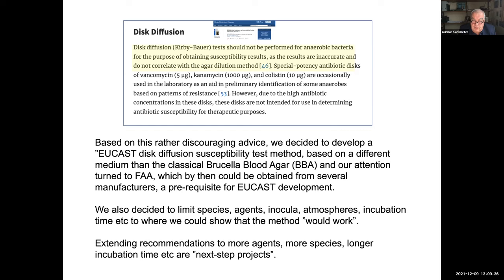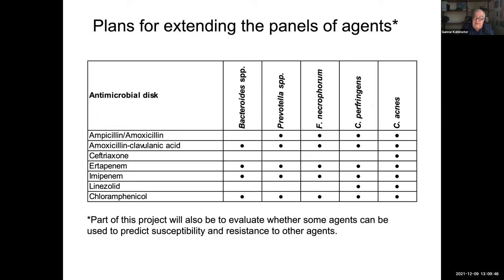And we are confident that we are now standing on a reliable, robust method for the five species: Bacteroides species, Prevotella species, Fusobacterium necrophorum, Clostridium perfringens, and Cutibacterium acnes. The antibiotics we have developed so far are on another slide, and you will see them from Erica in a minute. These are the antibiotics that we are now planning to extend the recommendations to during the first half of 2022. So you can expect to have more agents, not more species, but more agents available to you during 2022.